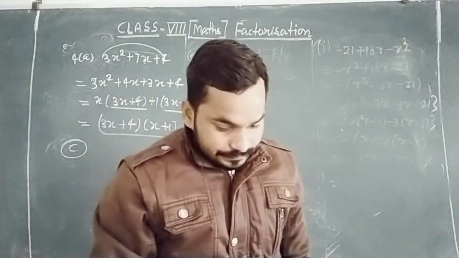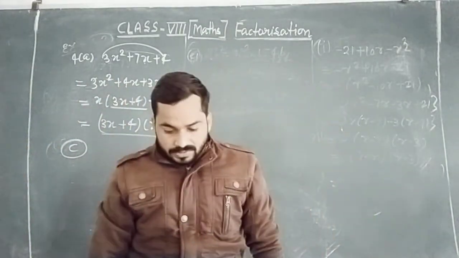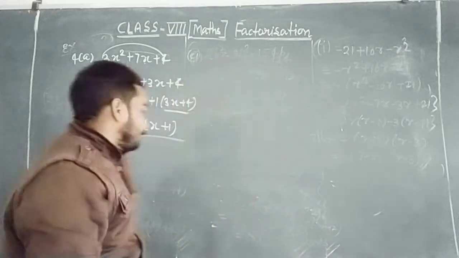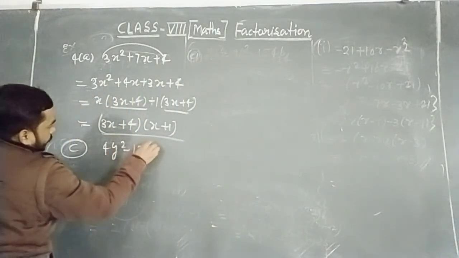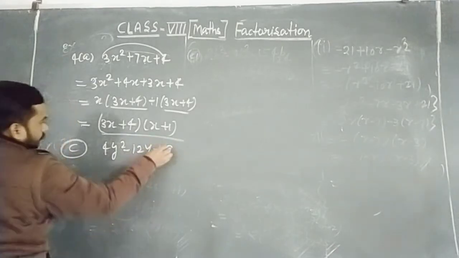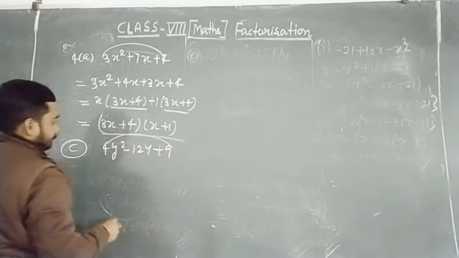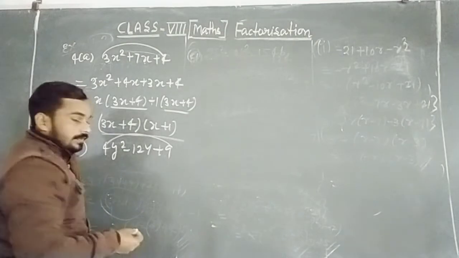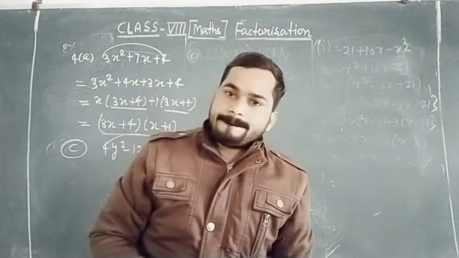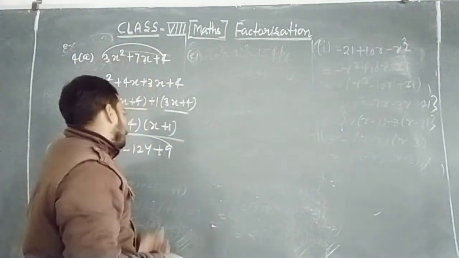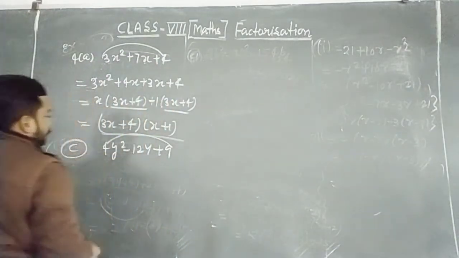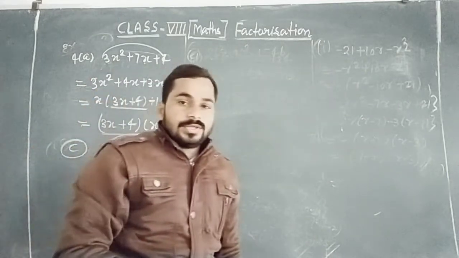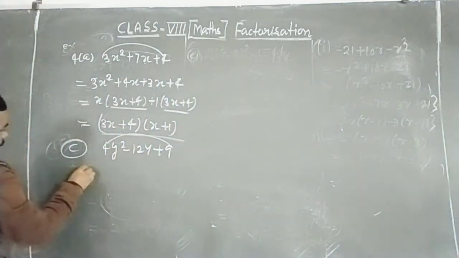Next C part, 4y square minus 12y plus 9. 9 times 4 is 36. Then a factor pair of 36 that adds up to 12: so 6 times 6 is 36, 6 plus 6 is 12.